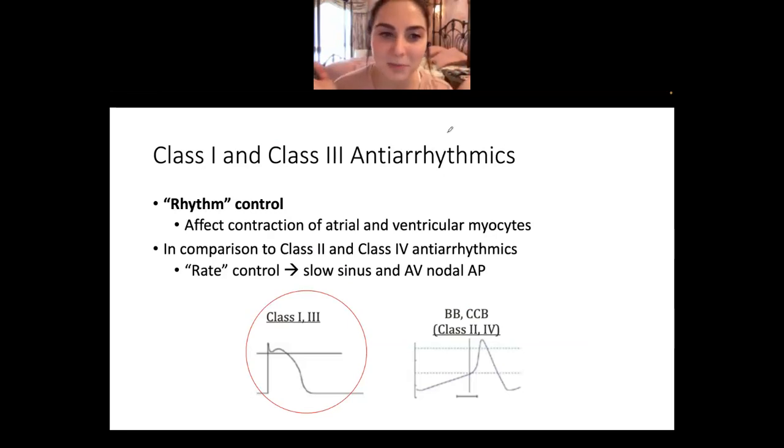So what type of action potential should we look at with class 1 and class 3s? Your contractile cell action potential. That's why your class 1 and class 3s affect the contractile cell action potentials. Your class 2 and class 4s affect your nodal cell action potentials because these are affecting the rate. So we'll talk about them after. Those are a little bit quicker. These are your rate controllers because they just try to slow down the rate of the heart. So they're going to slow down your sinus node as well as your AV node.